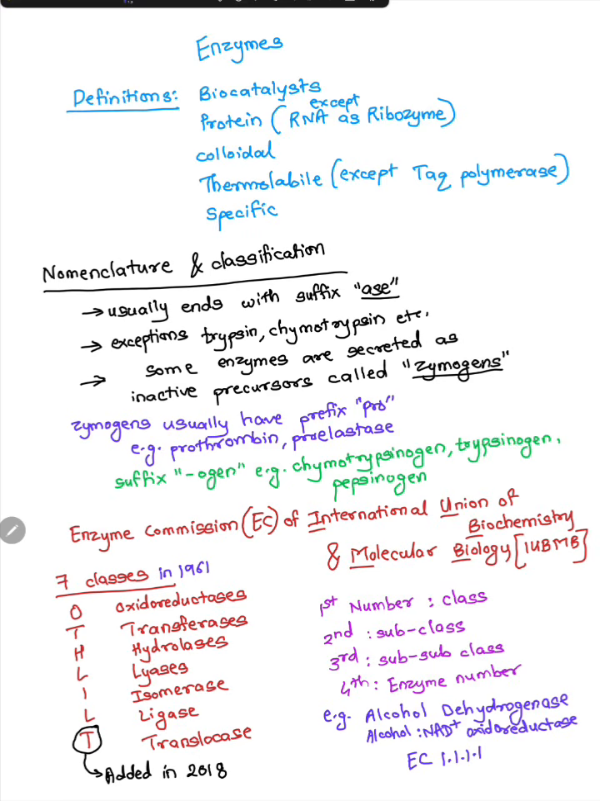And the enzyme commission number of alcohol dehydrogenase is EC 1.1.1.1, where the first one represents oxidoreductase, second is the subclass, third is the sub-subclass, and alcohol dehydrogenase is the first enzyme of that sub-subclass. So this is how the enzymes are given the official name, enzyme commission name, and the enzyme commission number, which has 4 digits. Now we'll go to understanding the reactions catalyzed by enzymes of each of the 7 classes with examples, which you will also have to write as an answer in your exam.